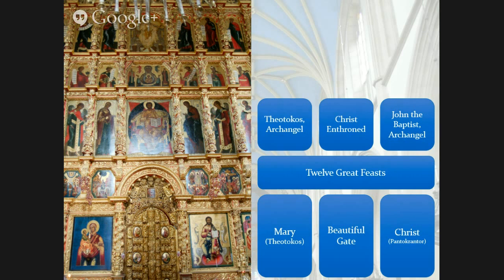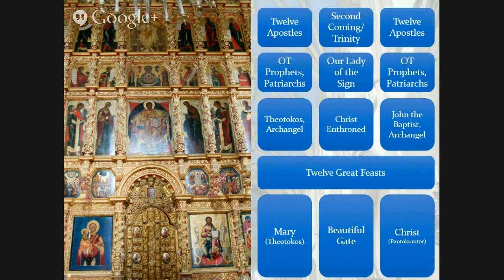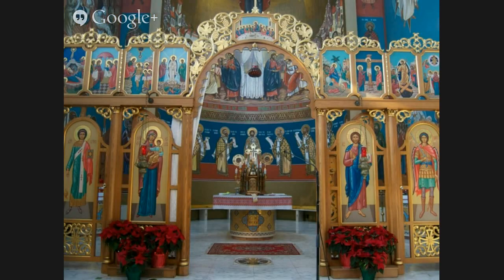Then you have Christ enthroned, Theotokos with John the Baptist, archangels. As you go up, you have a row of Old Testament characters, and then also the 12 apostles. And of course, there's some variety with the iconostases. Here's a more modern one. This is from a Ukrainian Greek Catholic church in Chicago. It was built in 1956.